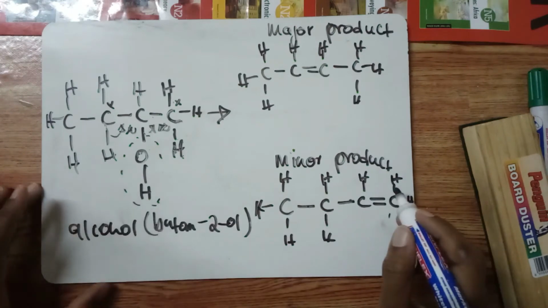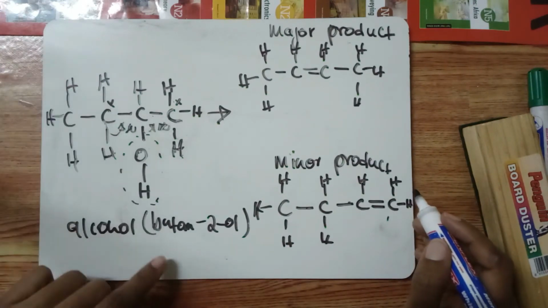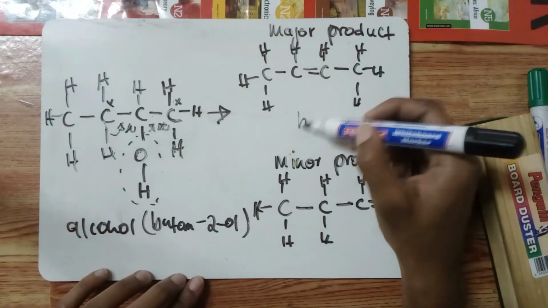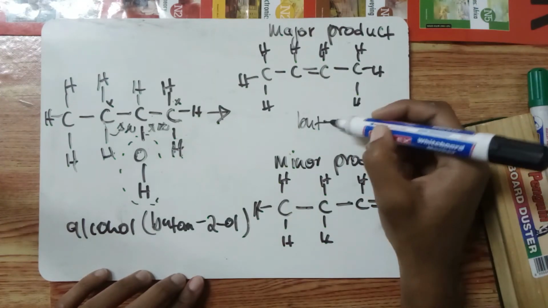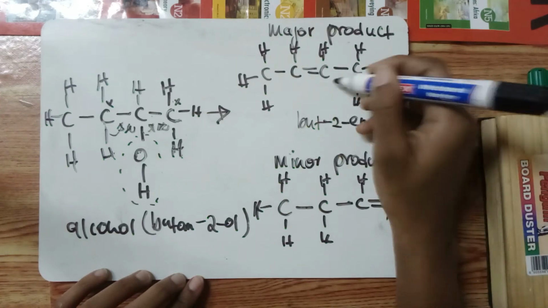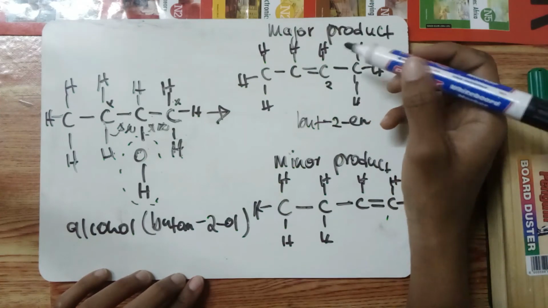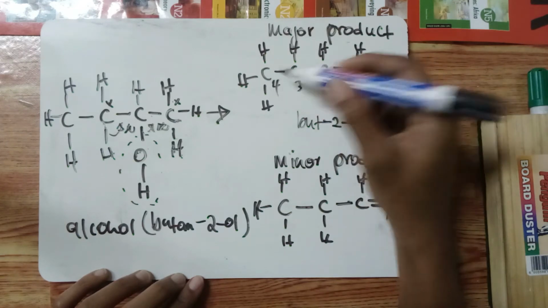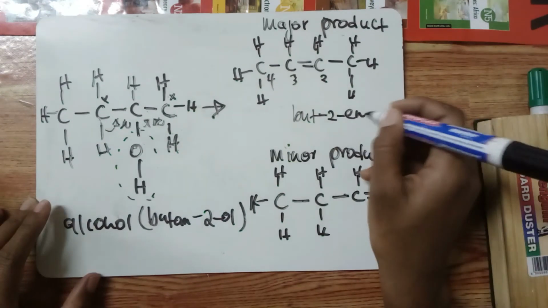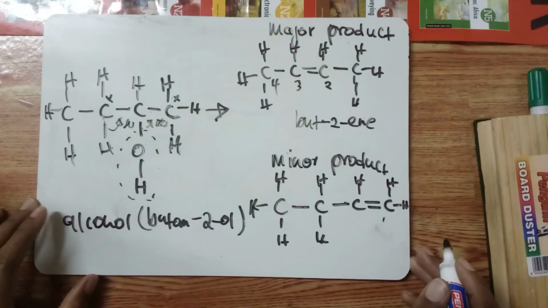So you see that we moved from an alcohol, in that case butan-2-ol, to an alkene. So this would be but-2-ene, right? If we start labeling from this side, it doesn't really matter. We can also label from the other side. The same thing here, right? Okay, I hope that is clear.